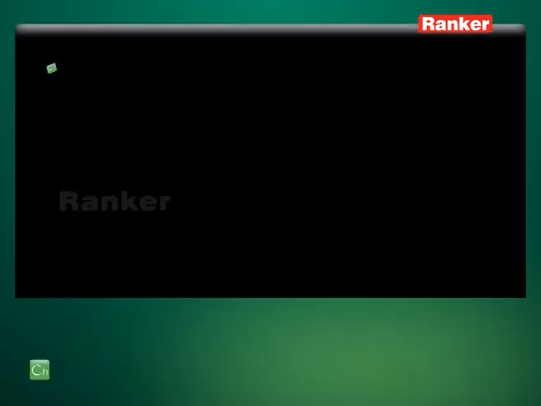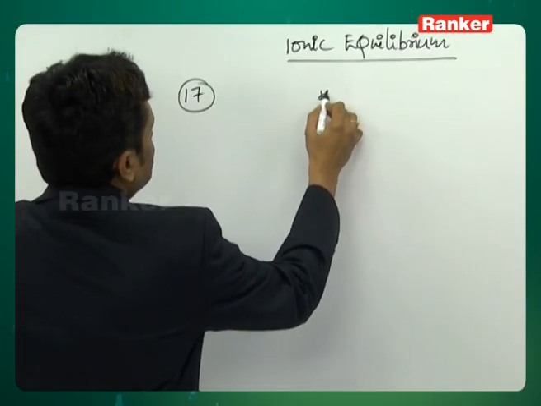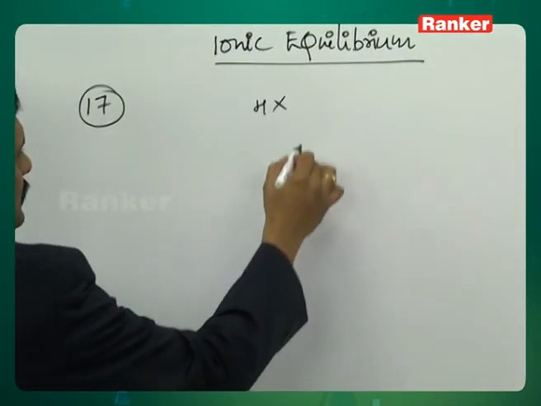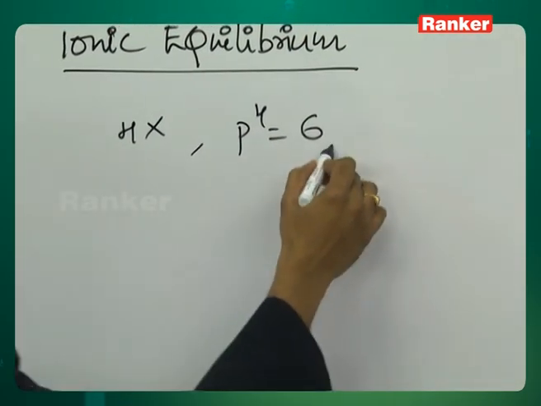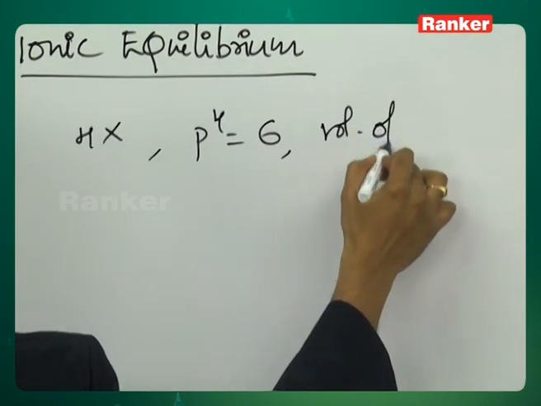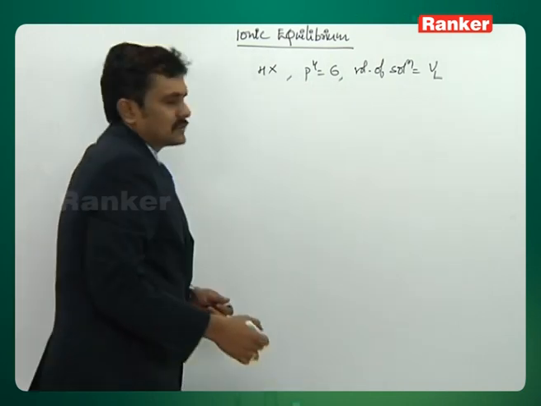So we have an acid solution with pH equal to 6, and if it is diluted to 100 times, then the resulting pH is being asked. Now let's assume that the acid is HX, and we have been given that the pH of this particular solution is 6, and I'll assume that the volume of the corresponding solution is some V liter.